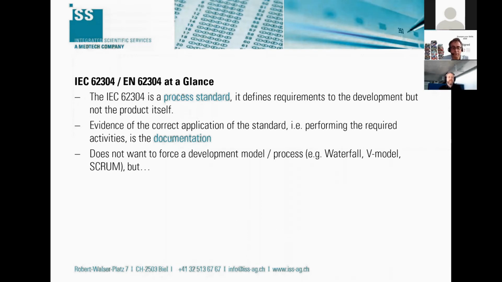So, the IEC 62304 at a glance: the standard is a so-called process standard. It defines requirements for the activities of the life cycle, of the development, of the maintenance, and not for the product itself. So it doesn't say that the product needs to be round, green, whatever. Evidence of the correct application of the standard is provided by inspecting the documentation. So if an activity is performed, it should result in a certain amount of information that's put into a document.